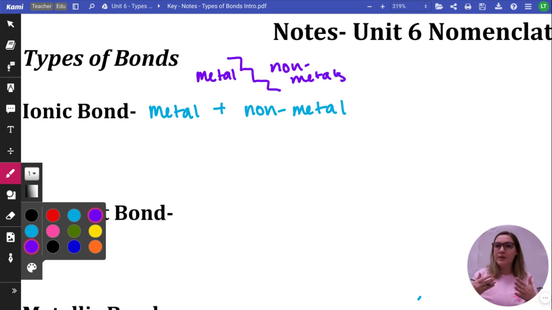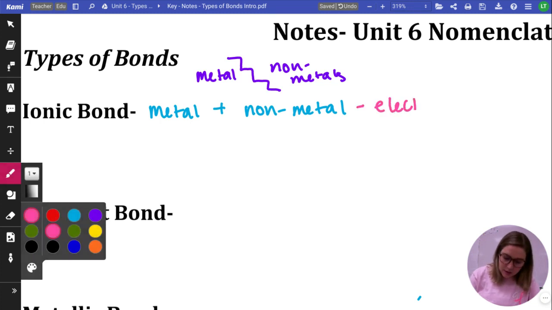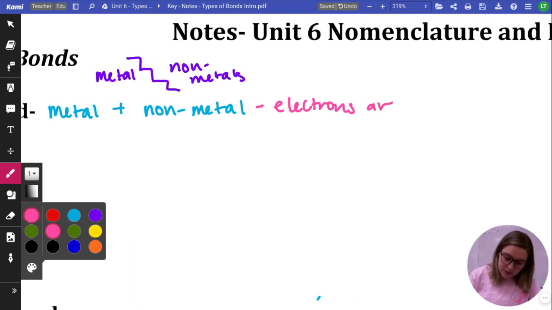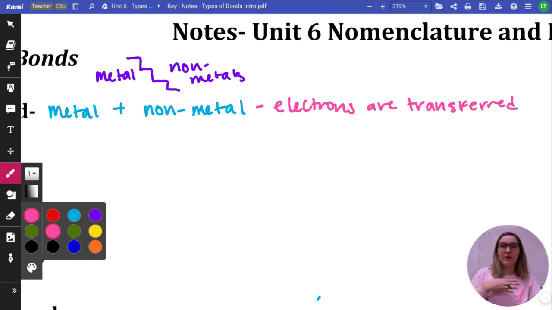So we'll have one element from the left side of our periodic table and one element from the right side of our periodic table in an ionic compound. And in these ionic compounds, electrons are transferred. So what happens is our metal transfers its electrons to our nonmetal. Electrons are transferred, they're completely given up, and our metal gives its electrons to our nonmetal.